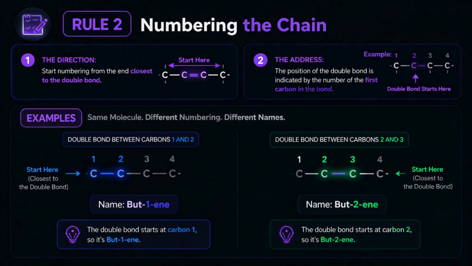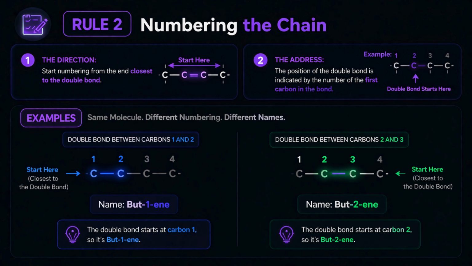Now let's understand Rule 2, numbering the chain. First, the direction. Always start numbering the carbon chain from the end that is closest to the double bond. This ensures the double bond gets the lowest possible number. Next, the address. The position of the double bond is identified by the number of the first carbon involved in that double bond. Let's look at the examples.